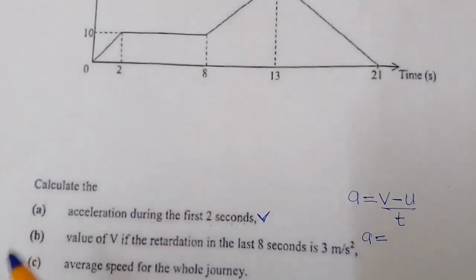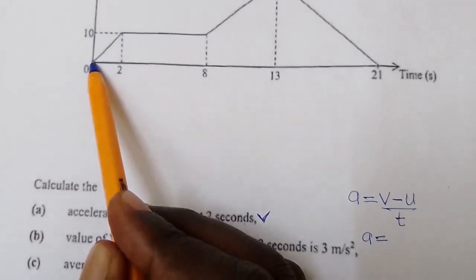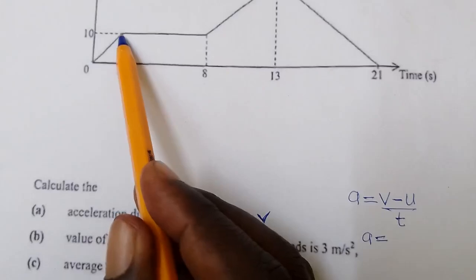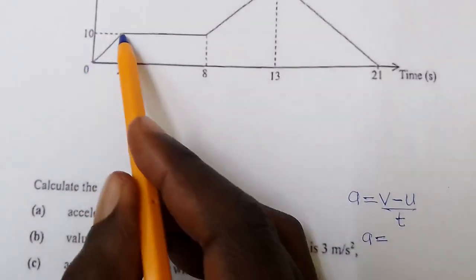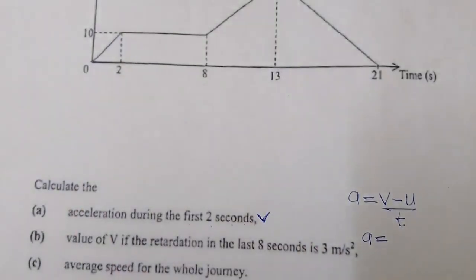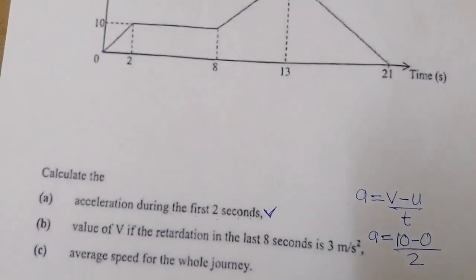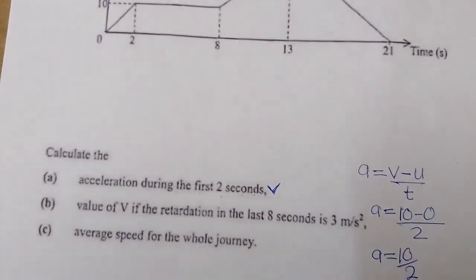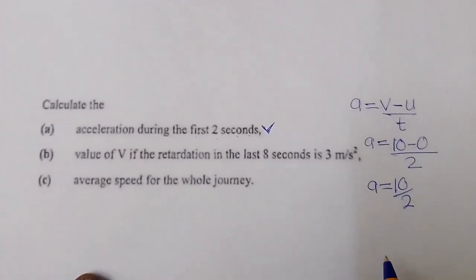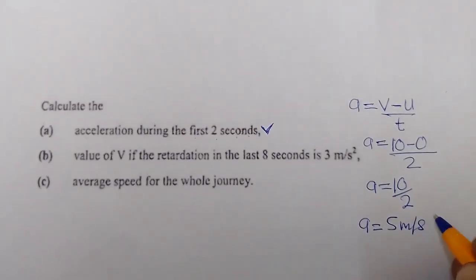It started from rest, from 0, and it accelerated to that height which is 10. So 0 to 10. The initial, where it started from, is 0, and where it ended is 10. So final velocity is 10, minus initial 0, over the time which is 2. This is equal to 10 over 2. So what is your answer? It is 5 meters per second squared.